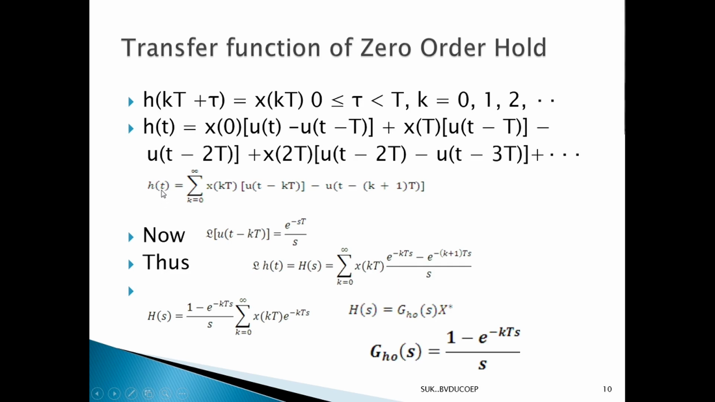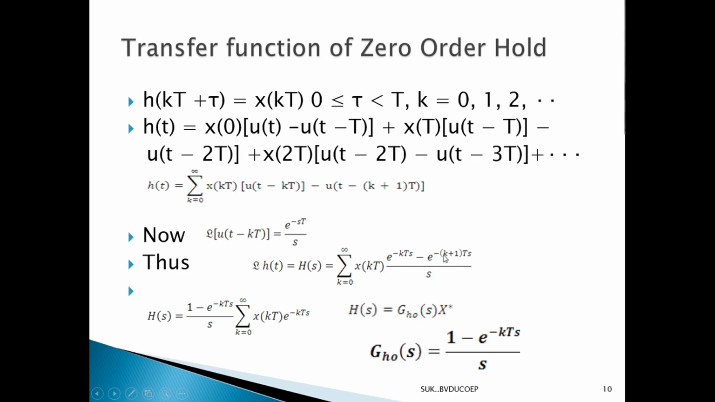So we consider the Laplace transform of this signal, written as H(s) equals x(kt) times u(t minus kt). So u(t) gives e raised to minus skt upon s, and u((k plus 1)t) gives e raised to minus (k plus 1)ts upon s. So this is the transfer function of the zero order hold, the transfer function of the zero order hold.